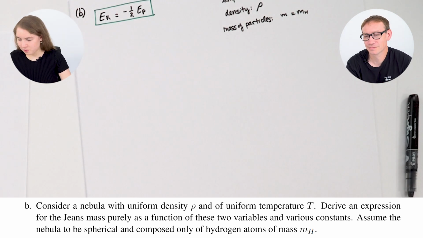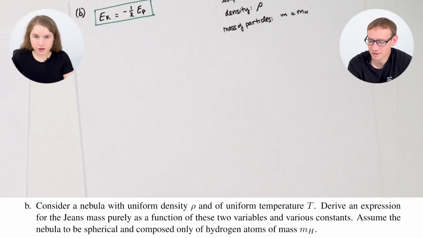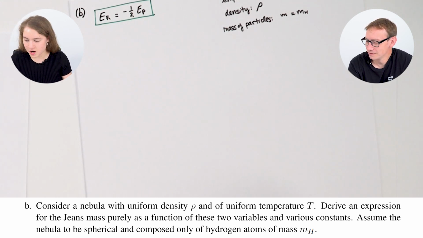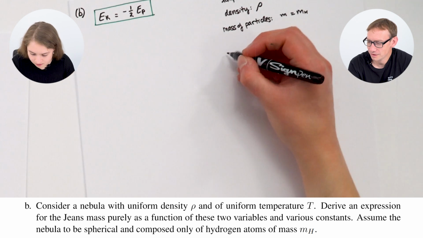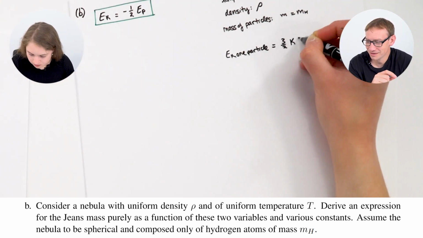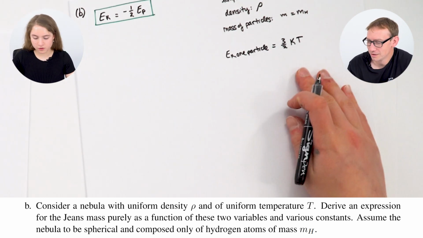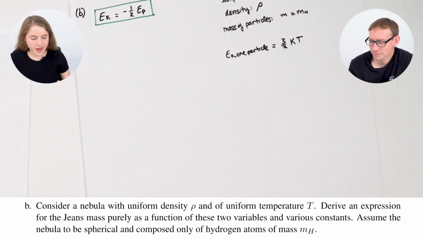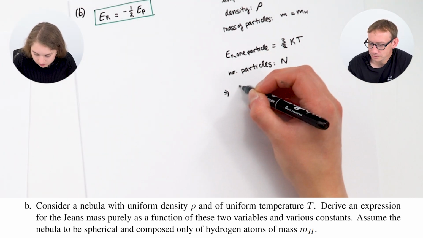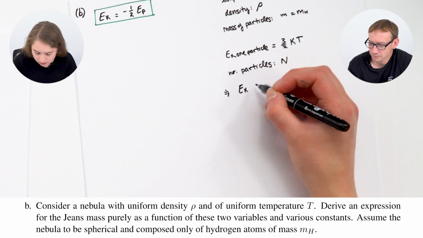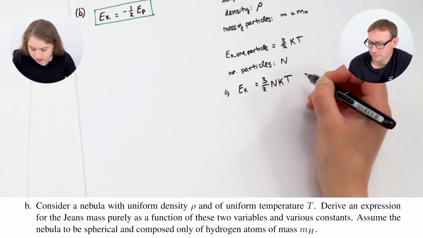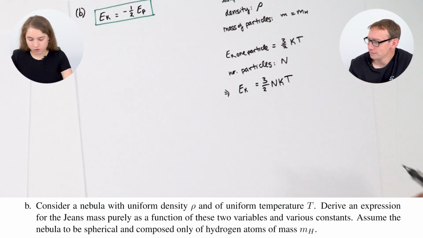From A-level physics, we know that the kinetic energy of a particle in a gas at some temperature is 3/2 kT. And that's the average kinetic energy of each particle. So let's say we have capital N number of particles, which means that the total kinetic energy of this entire cloud is going to be 3/2 NkT. By the way, k here is Boltzmann's constant.